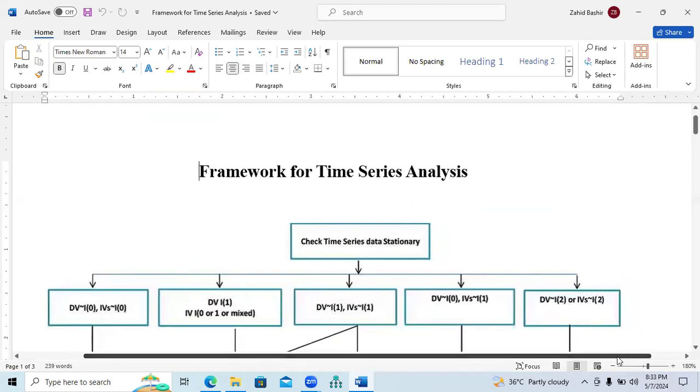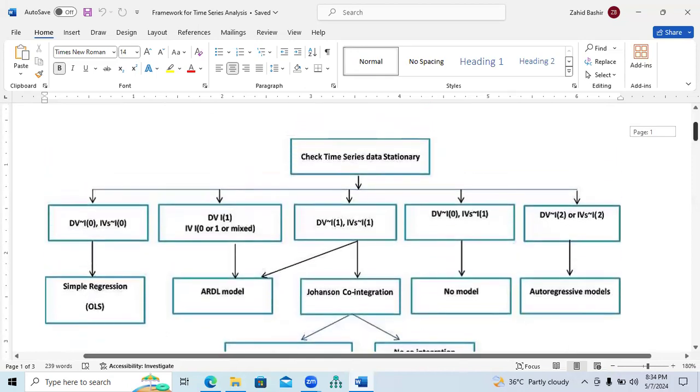So always remember, in case of time series analysis, the first and most important thing that you need to consider is the stationarity, is the unit root testing. So there are a lot of tests available for unit root, and I will let you know one by one how to estimate the unit root testing procedure. But on the basis of it, you can decide which model is going to be applied.